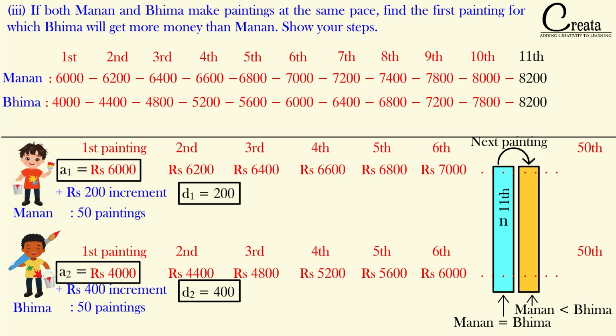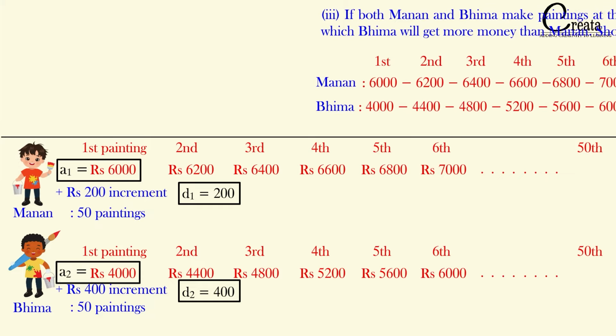After that, Bhima's increment is more, so Bhima will start getting more money as compared to Manan. So our answer is 12th. At the 12th painting, Bhima will get more money as compared to Manan. That is the answer to this question. Got it? Let's move to the next part.